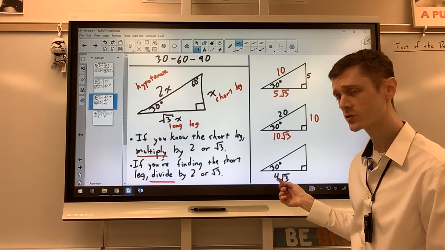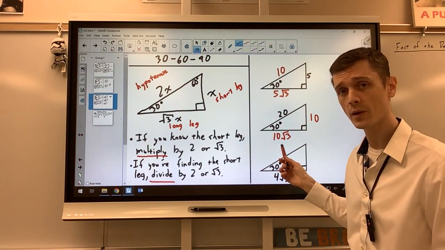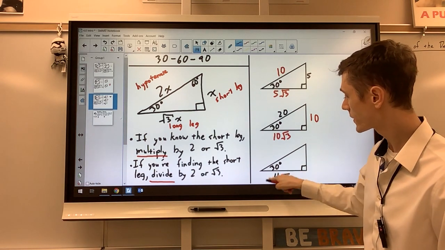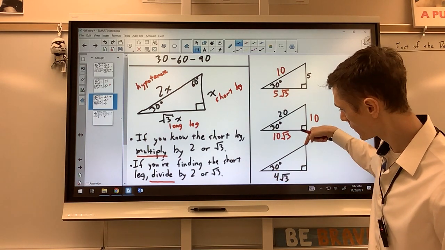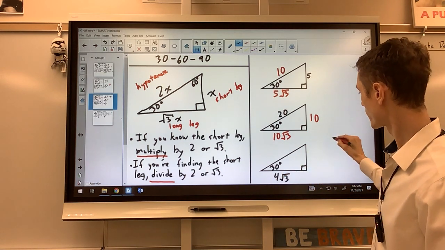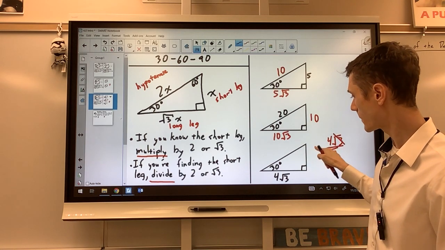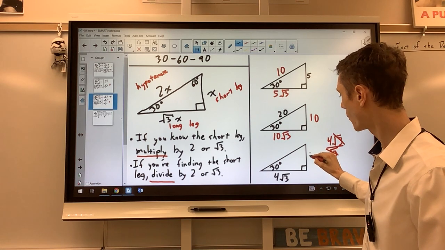And then the last one, this is usually the hardest case because instead of multiplying or dividing by a 2, we're having to multiply or divide by a square root of 3. So I'm going from the long leg. I know it's the long leg because it's the one across from the 60-degree angle on this problem. So if you divide by square root of 3, the square root of 3's will cancel out, which means that my missing leg is 4.